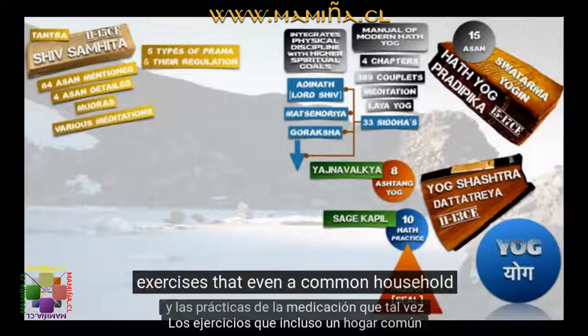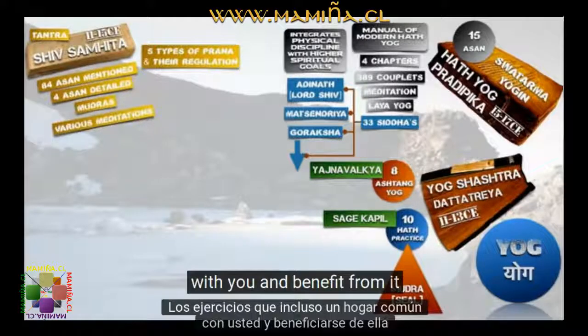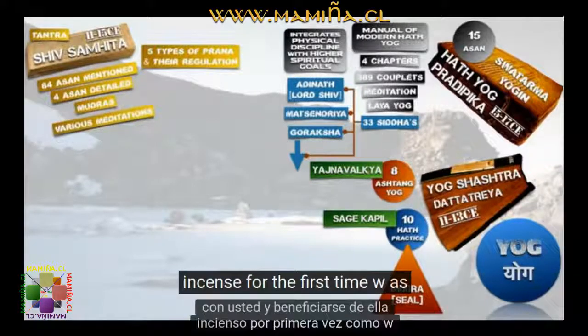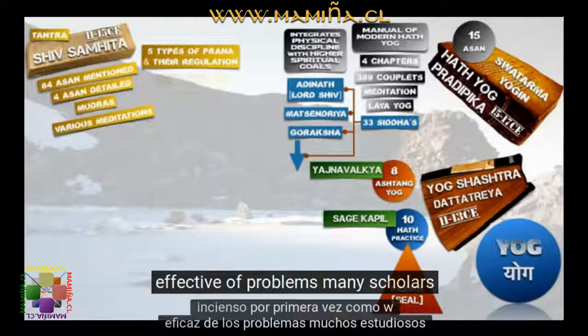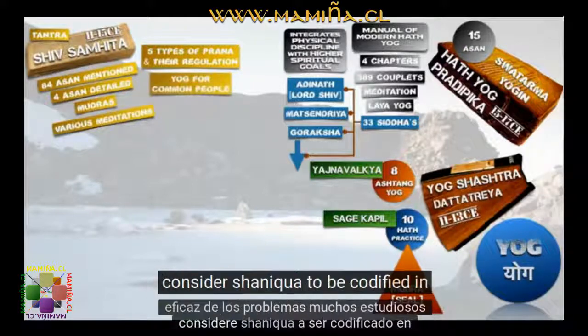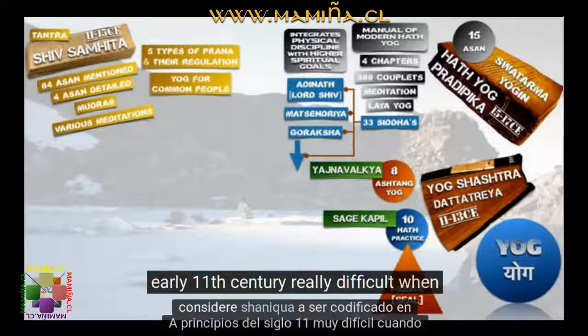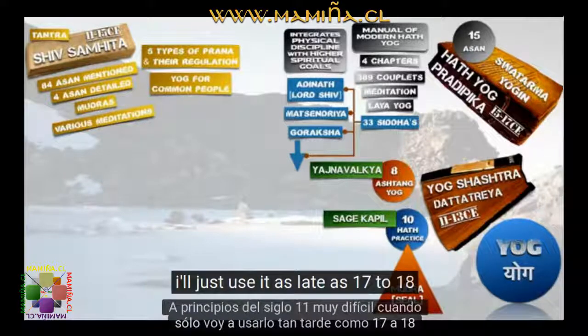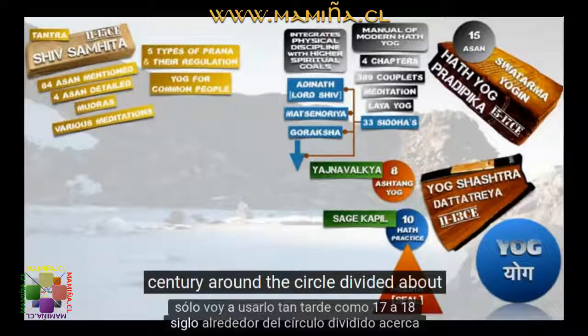It mainly emphasizes that even a common householder can practice yoga and benefit from it, and hence for the first time brings about yoga as a practice of commons. Many scholars consider Shiv Sahita to be codified in early 11th century, predating Hatha Yoga Pradipika, while others place it as late as 17th to 18th century.